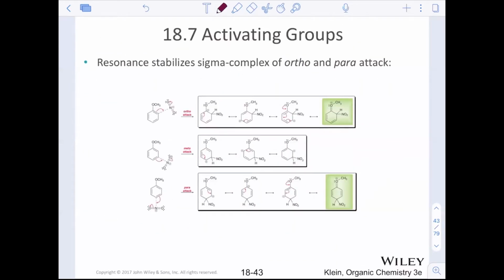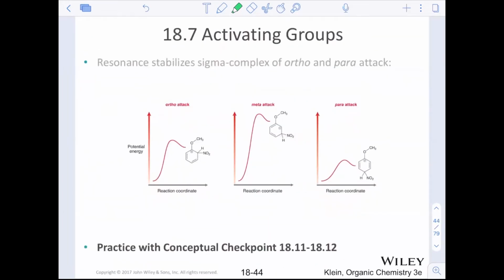And we see the same thing in the sigma complexes, right? Except now what's even better is that we have one more extra resonance structure. More resonance, more stable, right? So when we're looking at those electron donating groups, the activating groups, we are stabilizing the ortho and the para sigma complexes, but not the meta. So meta we don't see. And there's the last reaction coordinate diagram to prove it.